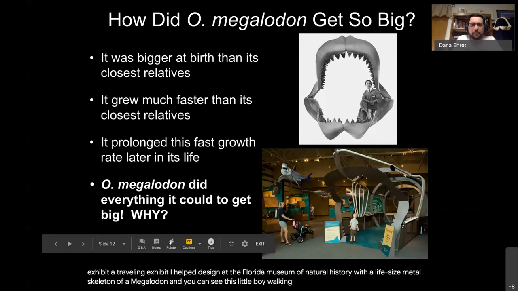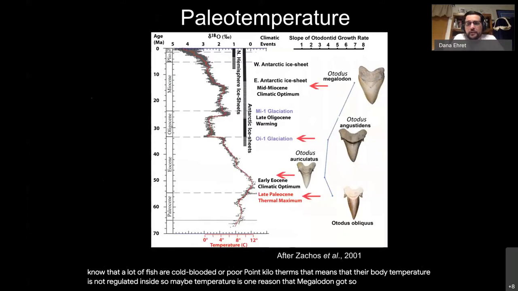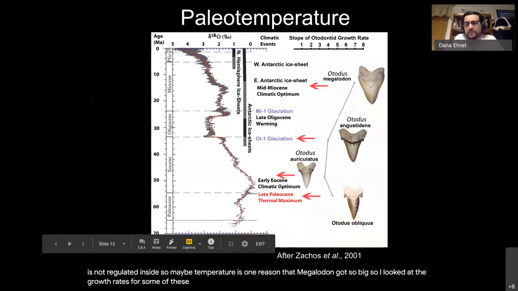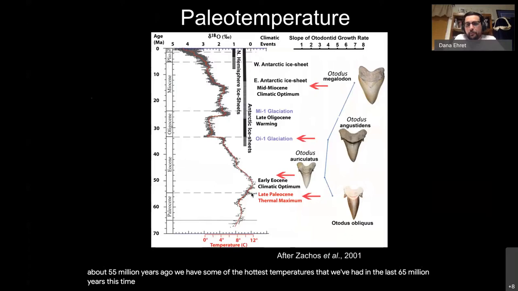Well, one question is, we know that a lot of fish are cold-blooded or poikilotherms. That means that their body temperature is not regulated inside. So maybe temperature is one reason that megalodon got so big. So I looked at the growth rates for some of these ancestors of megalodon and megalodon itself, and compared them to what we know about sea surface temperatures over the last 65 million years. And what we find is that about 55 million years ago, we have some of the hottest temperatures that we've had in the last 65 million years. This time is called the Paleocene-Eocene thermal maximum.